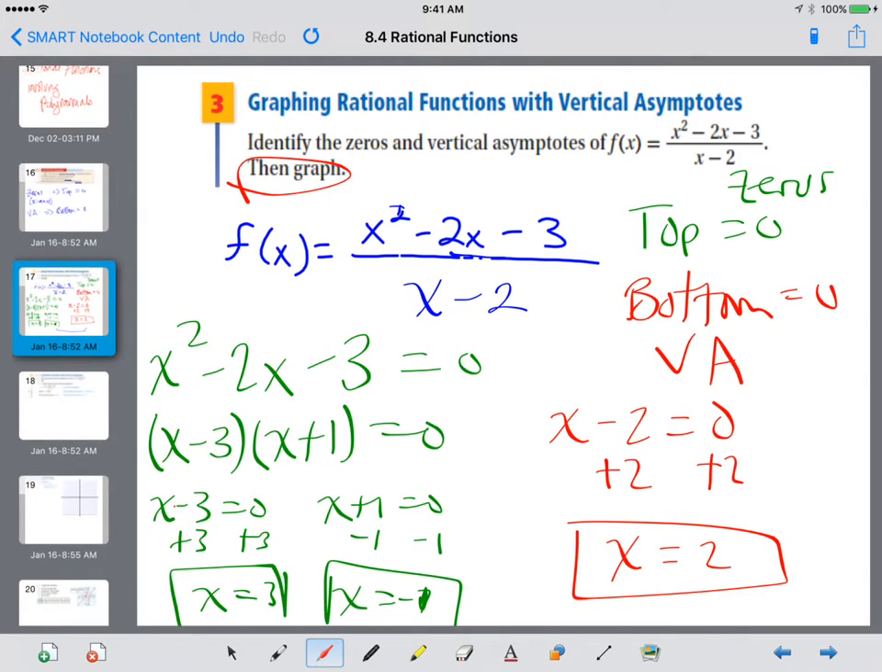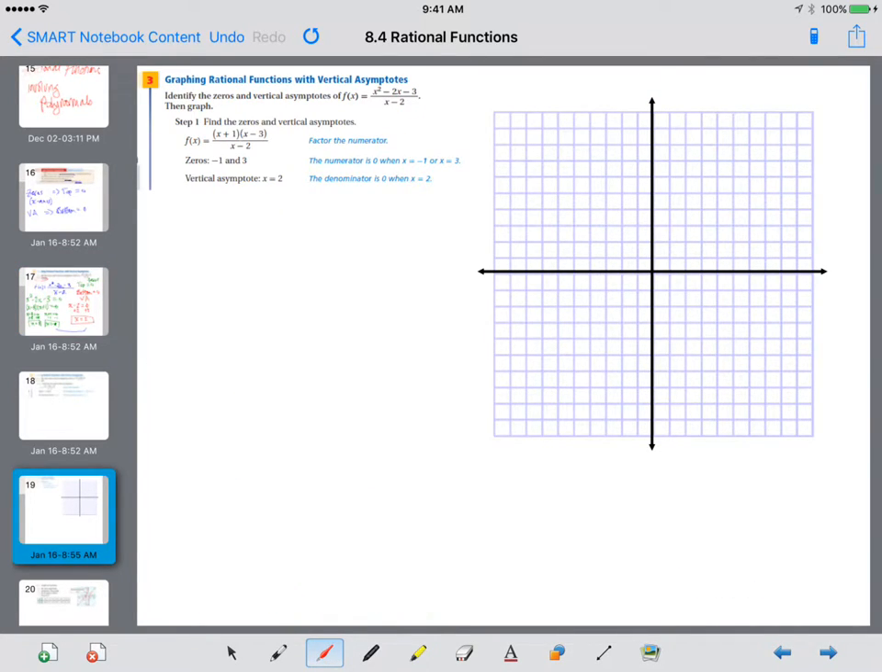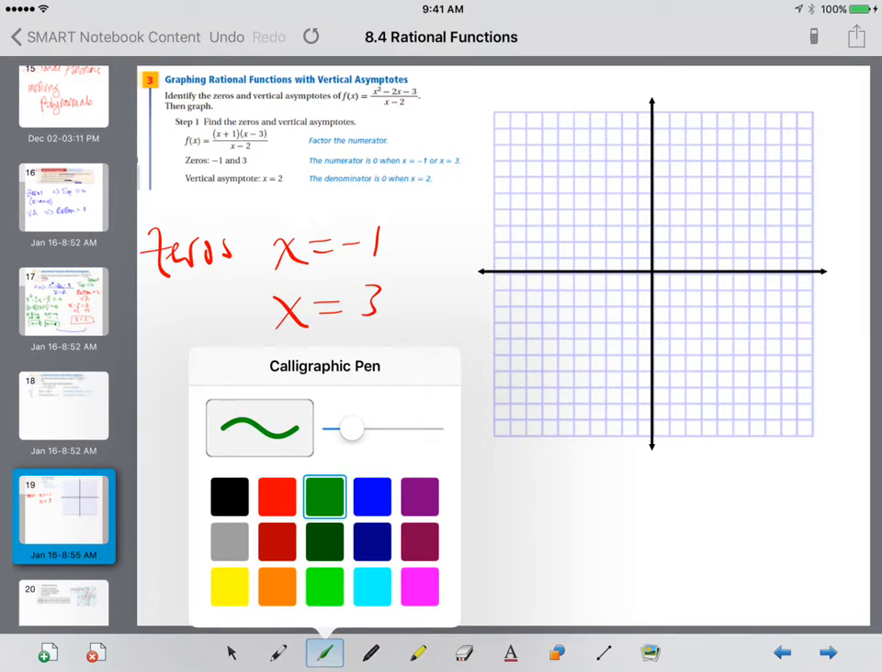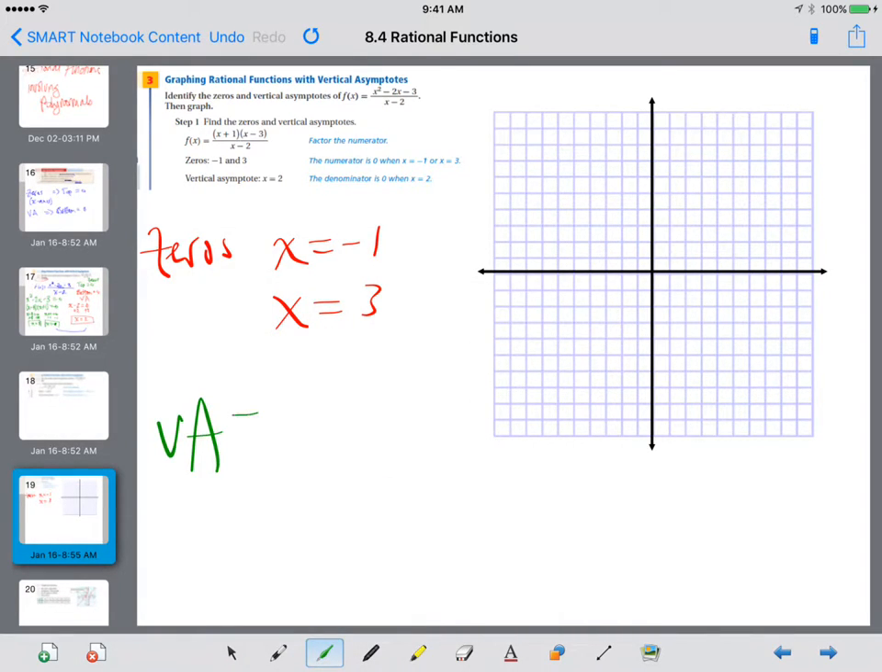Now the second part of this is to graph. So I'm going to change slides here. But again, we still have the zeros at x equals negative 1 and x equals 3, and we got our vertical asymptote. I might have changed colors, but that's okay, it is x equals 2. It's all written right here.